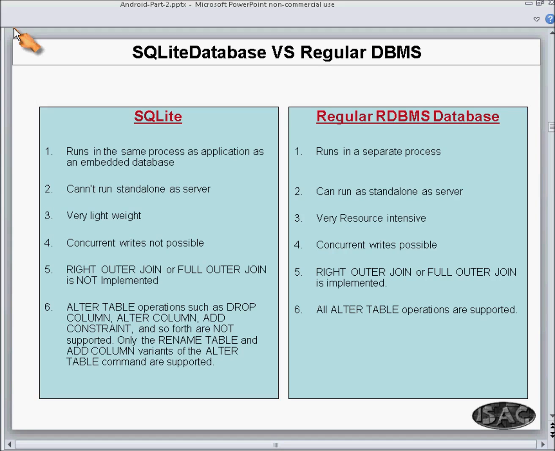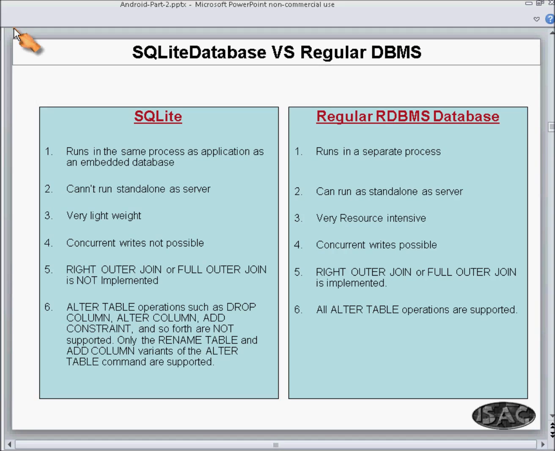SQLite is very lightweight, but regular RDBMS databases are very resource intensive. They require a lot of hard disk, RAM, CPU, and all those things. In SQLite database, concurrent write is not possible, whereas in regular databases concurrent writes are possible. So if there are multiple users, it is not possible.